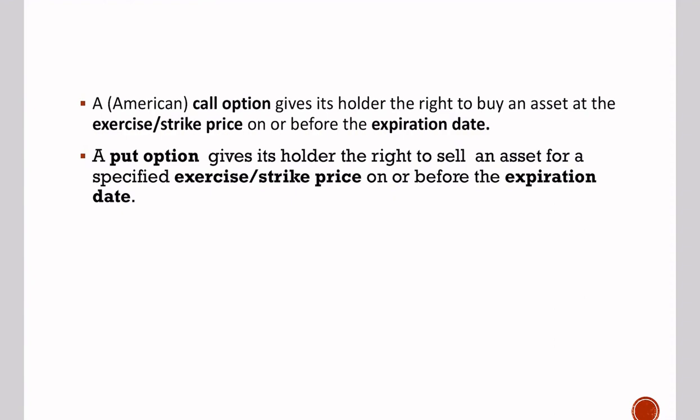What is a call? It basically gives the holder the right to buy an asset at the exercise price on or before the expiration date. What is a put option? Well, a put option gives you the right to sell, right? So basically, it gives you the right to sell an asset for a specified exercise price on or before the expiration date.